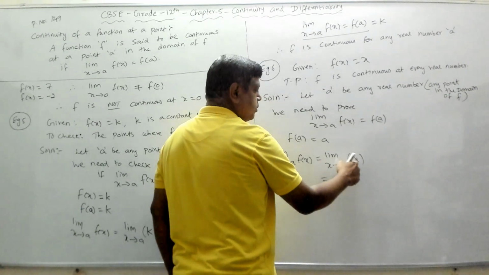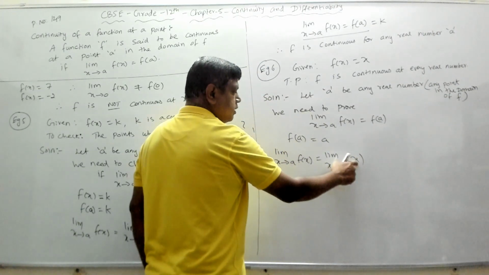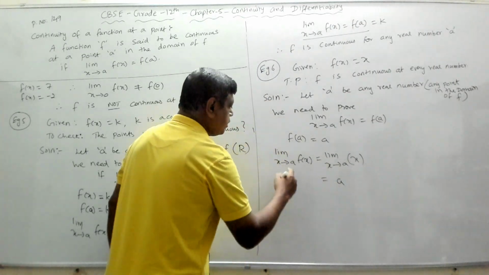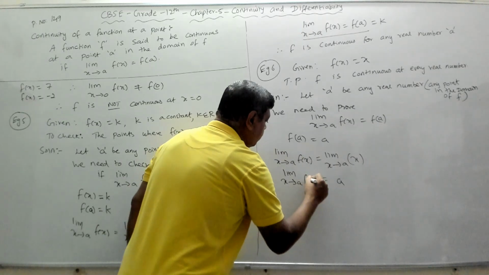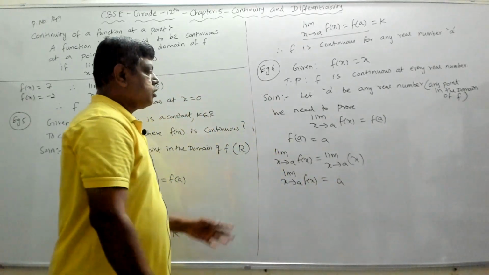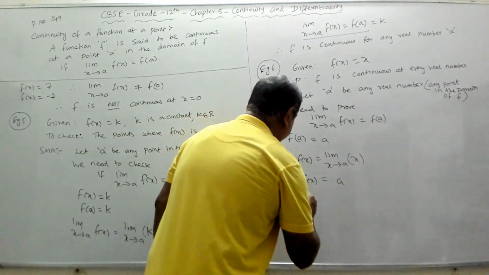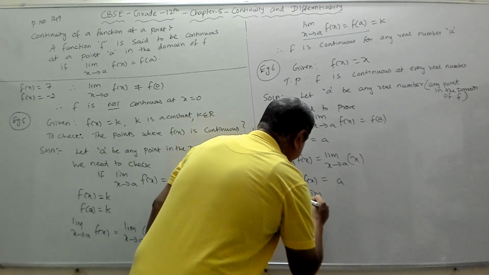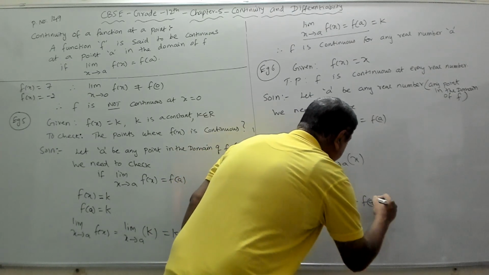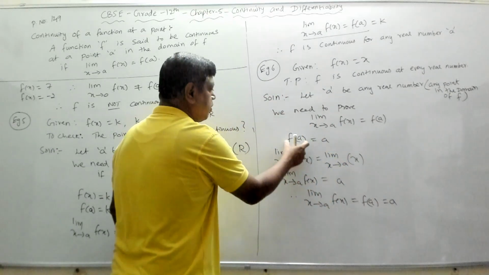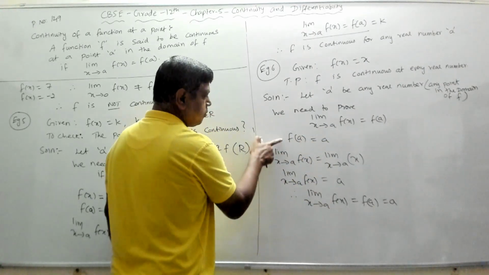The limit as x goes to a of x means in the place of x I have to put a, and I'll get a. So the limit as x goes to a of f of x is equal to a. f of a is also a, and the limit as x goes to a of f of x is also a. Therefore the limit as x goes to a of f of x is the same as f of a, and both are equal to a. Both are matching.